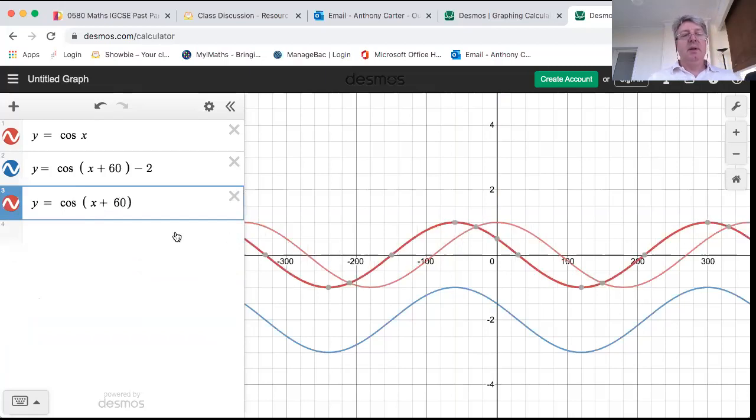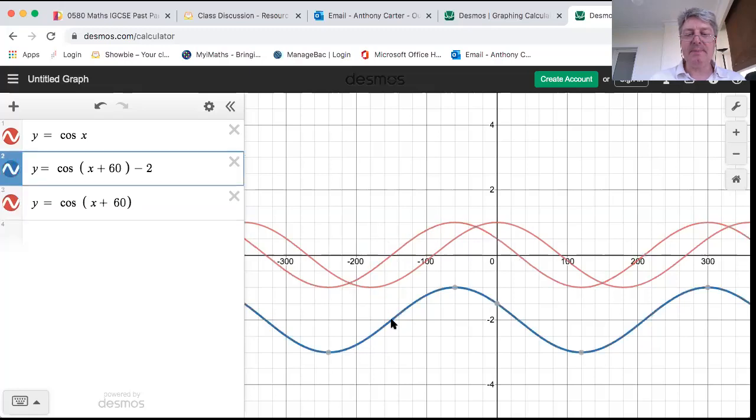So if we have a look at the red graph, the light red graph, we know that the original cos graph has moved 60 degrees to the left. There's the peak, it's moved 60 degrees. So every point on the original curve has moved 60 degrees to the left. Remember this is minus 90. Take 60 as minus 150. And then these points have moved down 2 places.